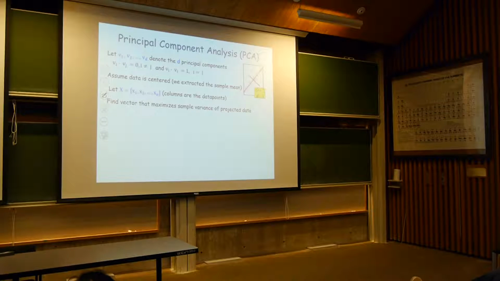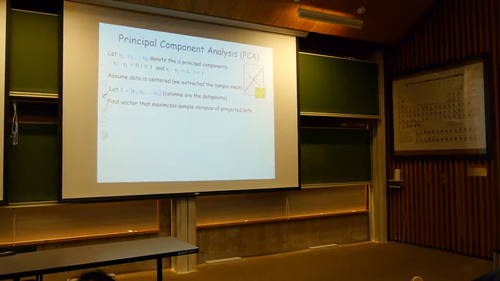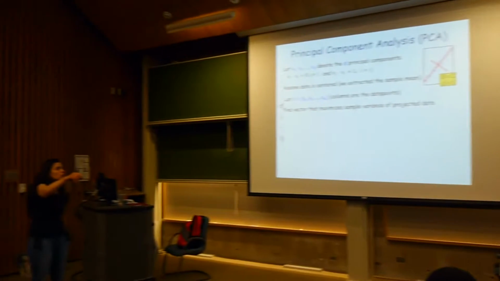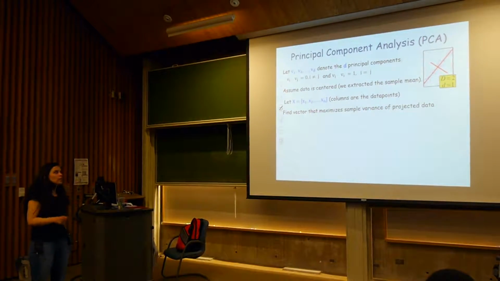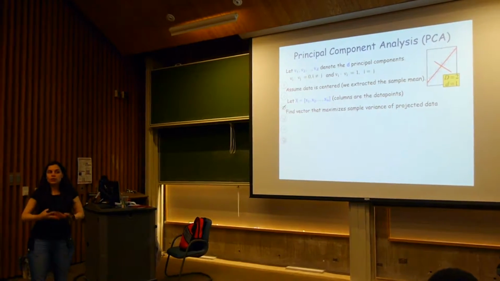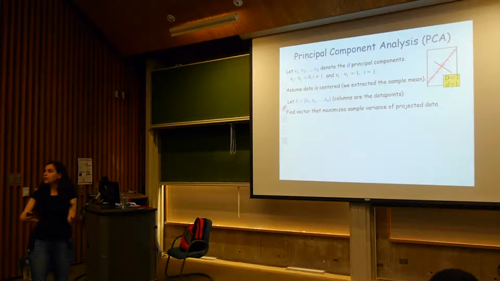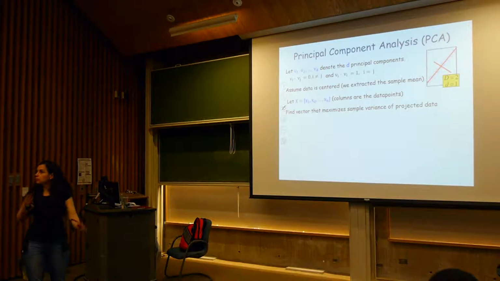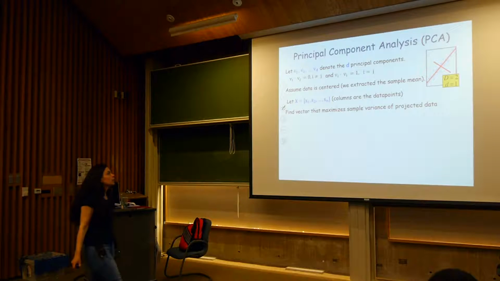Okay, and in order to characterize them, I'm going to assume that the data is centered, which mathematically just means I extracted the sample mean from the data, right? So basically in this example here, I'll make this point to be the origin, right? So given the data set, we can always just extract the empirical mean from the data, and the data will be centered.